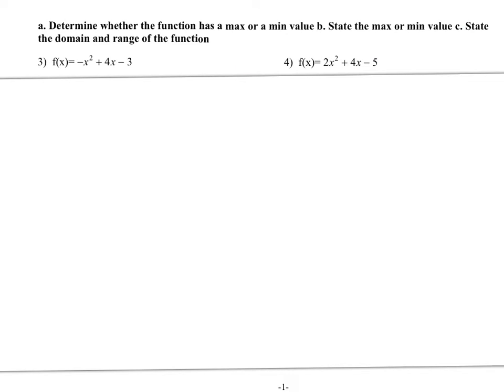All right, next up here, we need to find out whether the function has a max or a min. So for these, we always do that by the vertex, or sorry, not the vertex, by a. If a is positive, then this will be a min. It means that the parabola is opening up, so that you can see the vertex there is at the bottom.